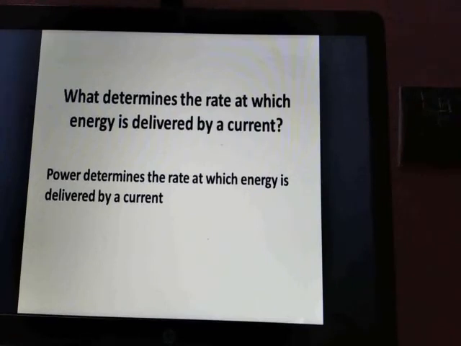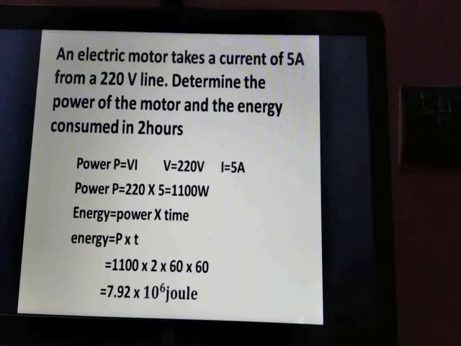What determines the rate at which energy is delivered by a current? Power determines the rate at which energy is delivered by a current. An electric motor takes a current of 5 ampere from a 220 volt line. Determine the power of the motor and energy consumed in 2 hours. Power P is equal to VI, where V is equal to 220 volt and I is equal to 5 ampere. Power P is equal to 220 into 5, which is equal to 1100 watt.